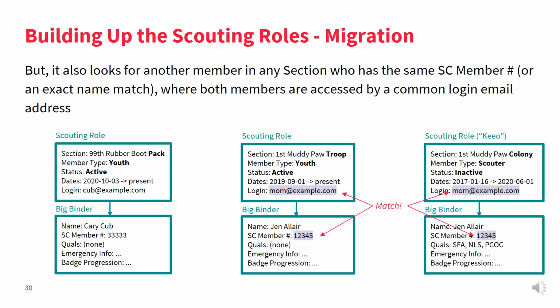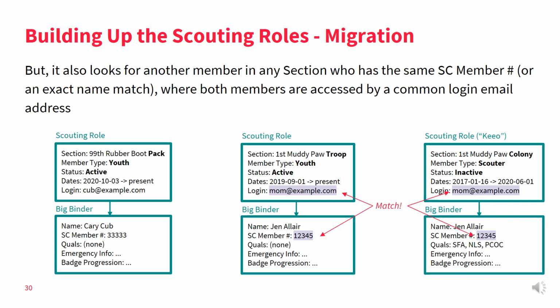But when each member is migrated, of course, the information is split into the scouting role and the big binder, but at the same time, it looks through the rest of the database and tries to find any other member in any other section who shares some key attributes that might make us assert that this is the same person. And in particular, ScoutsTracker looks for a match in the Scouts Canada member number or a match in the full name, as long as it's accompanied by both members being accessed by the same login email address.